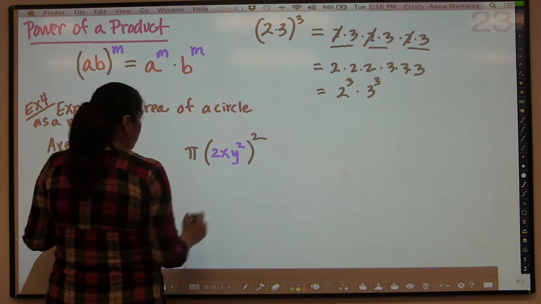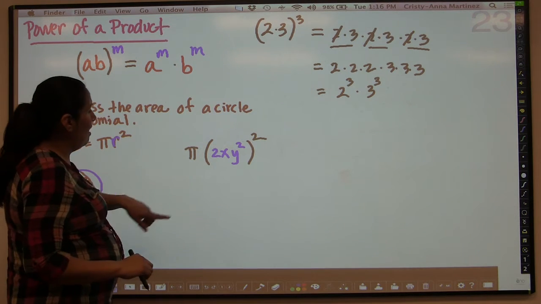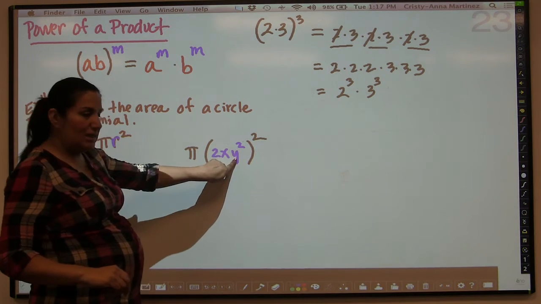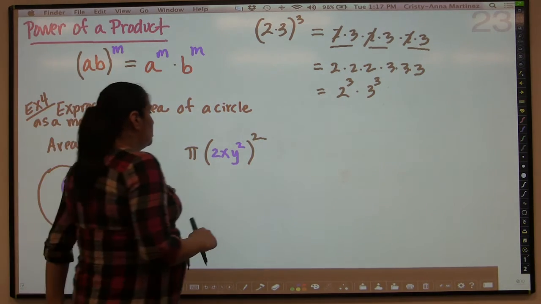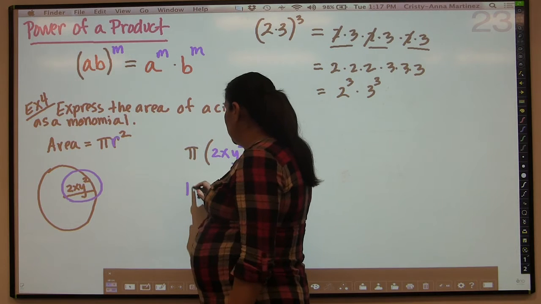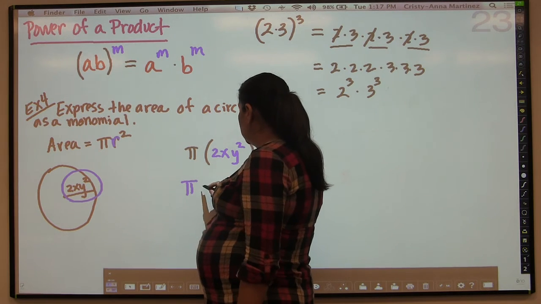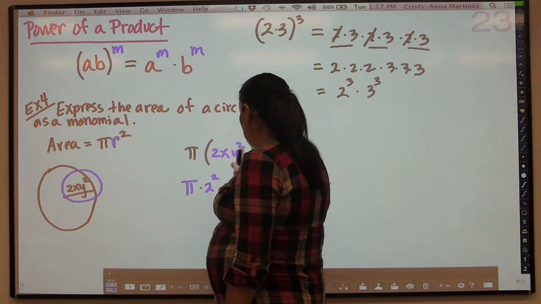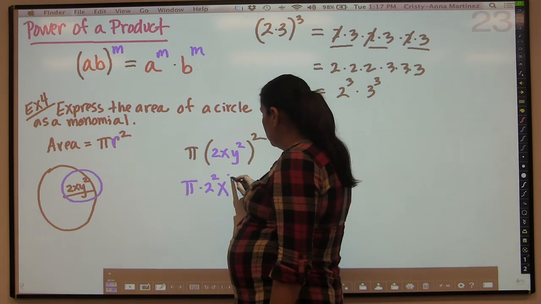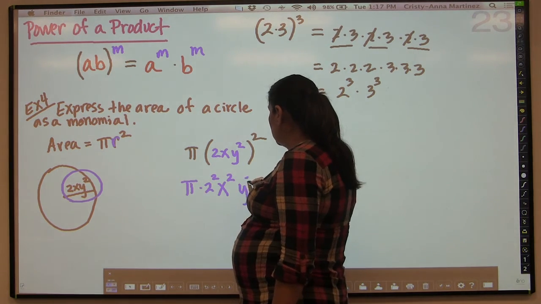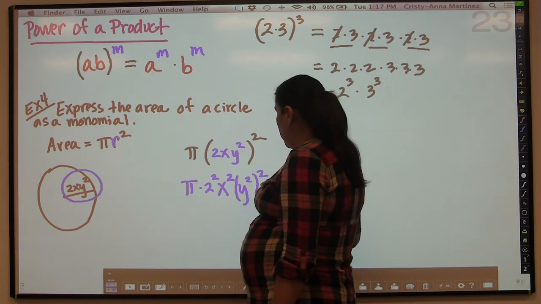2xy squared. So what's happening here is that you have three different bases inside these parentheses that all are being raised to the power of 2. So we need to distribute. Our pi is still going to stay there. We're going to get times 2 squared because we have to distribute the 2 to the 2 here, also to the x, so x squared, and also y squared squared.